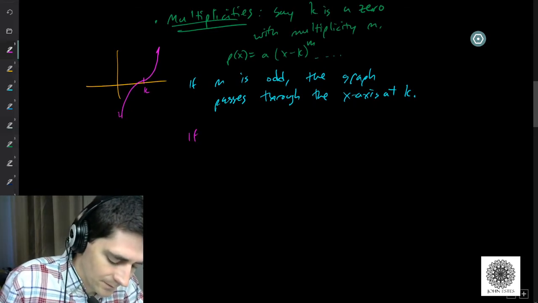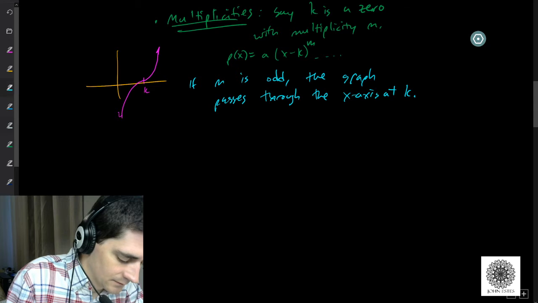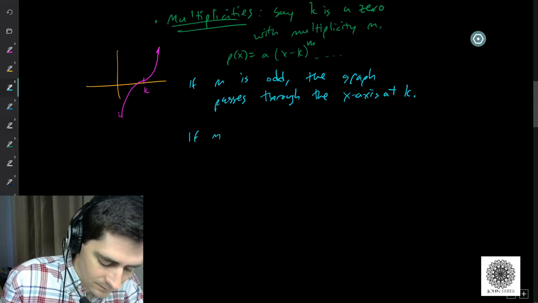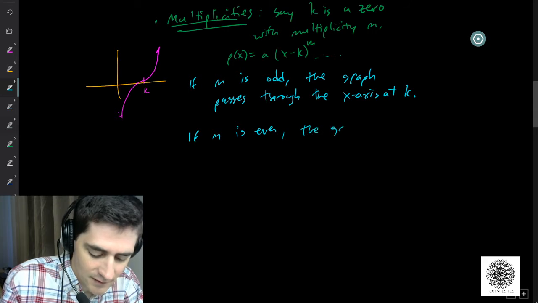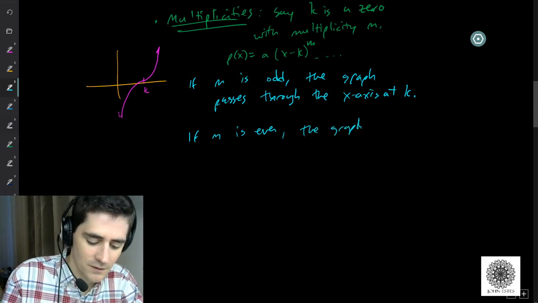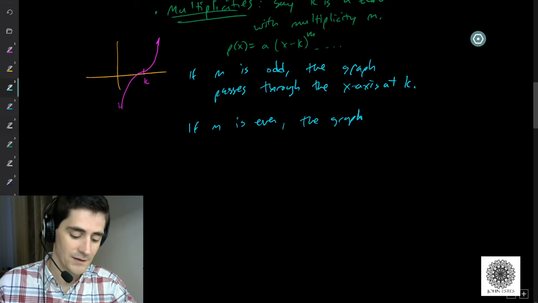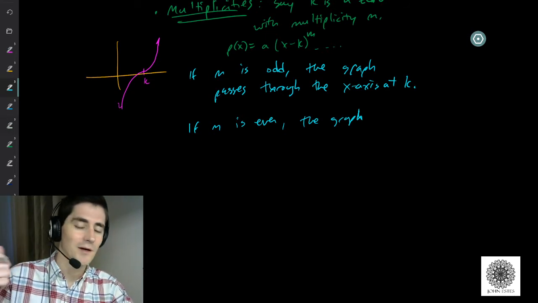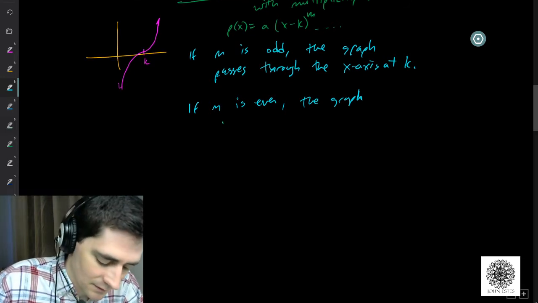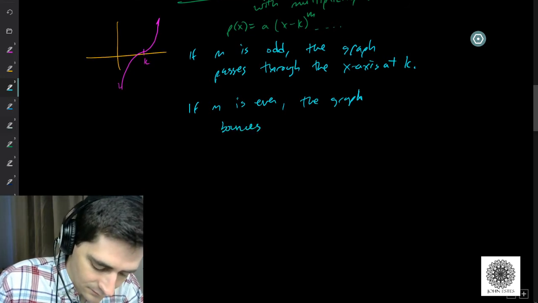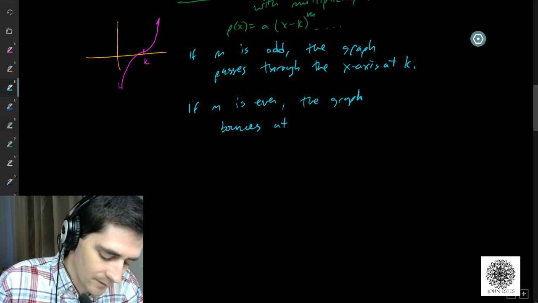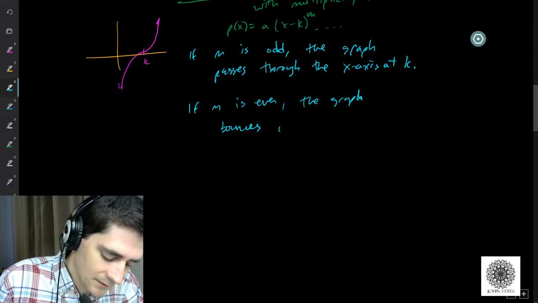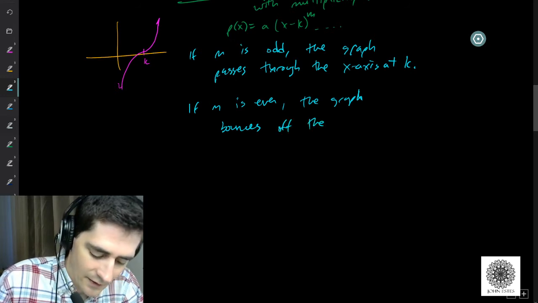If m is even, the graph does not pass through, and we talked about this once already. We're just kind of reviewing this again. The graph does not pass through. It hits the axis and bounces off. So it bounces off the x-axis at k.